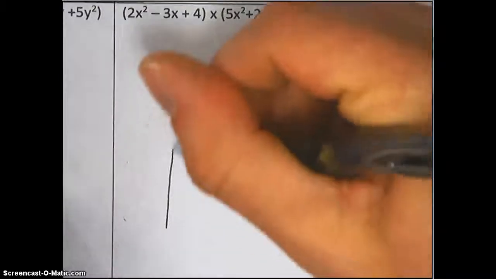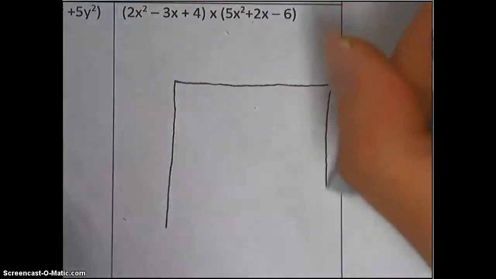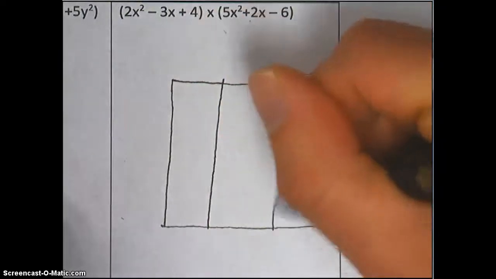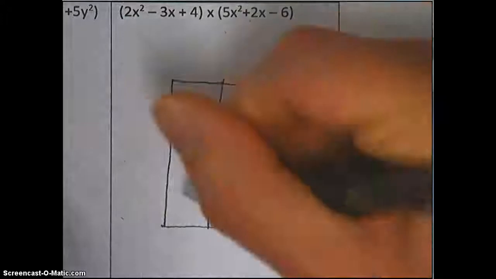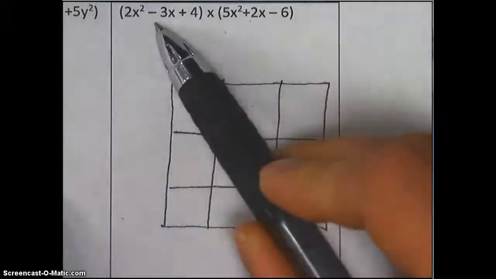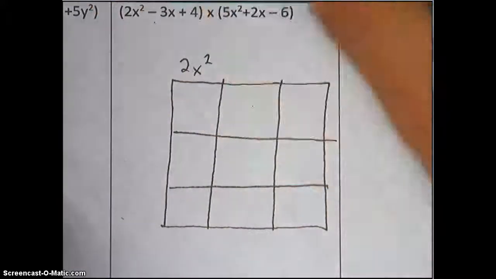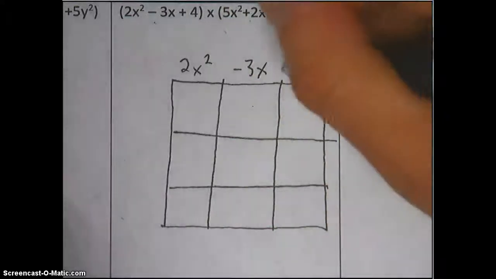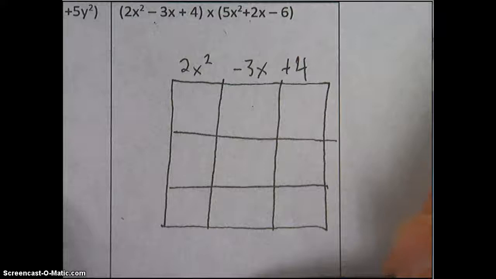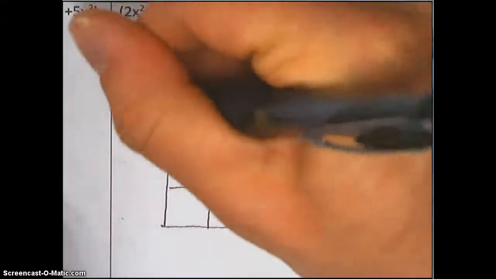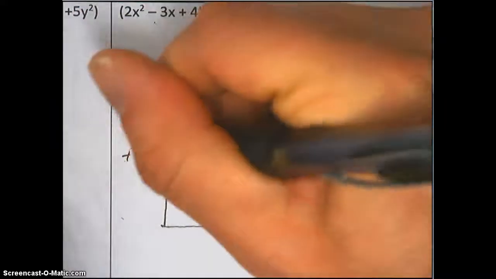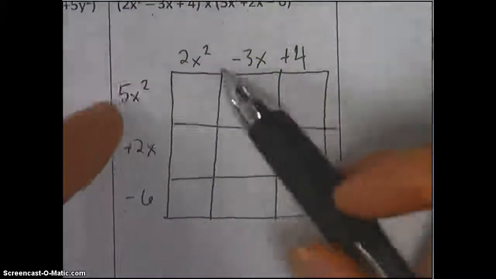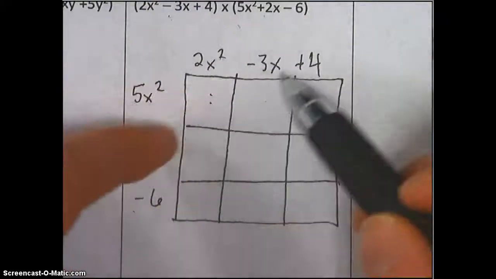So I'm just going to make myself a 3 by 3 box real quick. And above the box, I'm going to write the first trinomial. 2x squared, negative 3x, positive 4. Well, on the other side of the box, I'm going to write the other trinomial. 5x squared, positive 2x, negative 6. And all we're going to do is we're going to multiply the terms as they intersect.